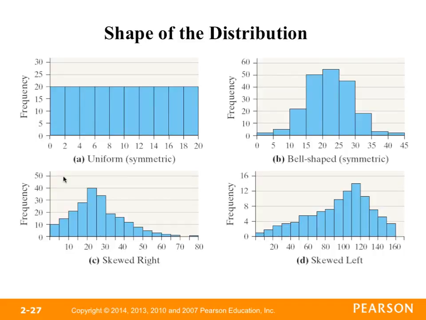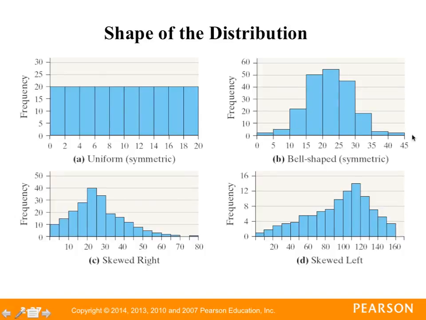I want to look at these histograms and talk about what the shape of the distribution looks like. For this first one on the left, you can see that this is uniform or symmetric. Now, there are a couple of things that can look symmetric, but this one in particular is uniform because it's just the same all the way across.